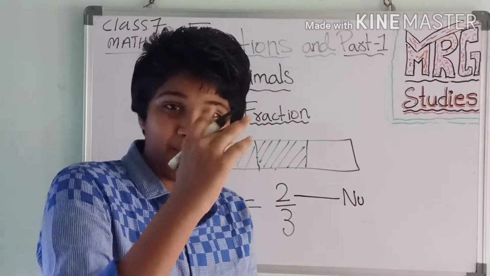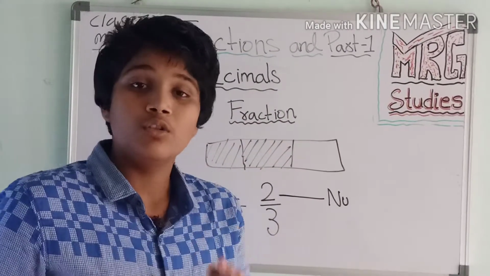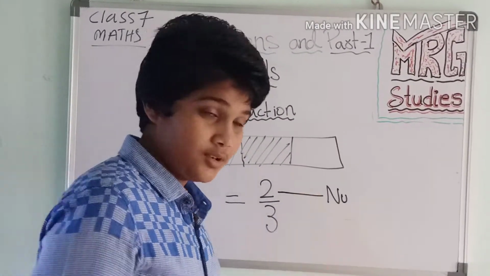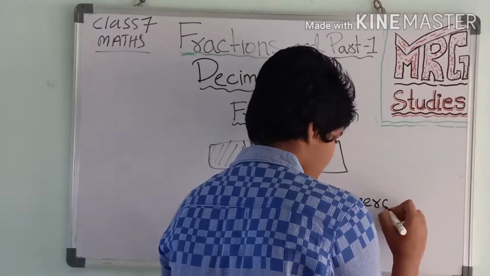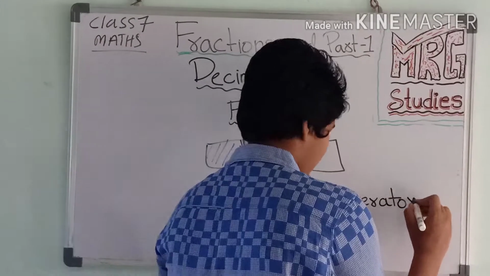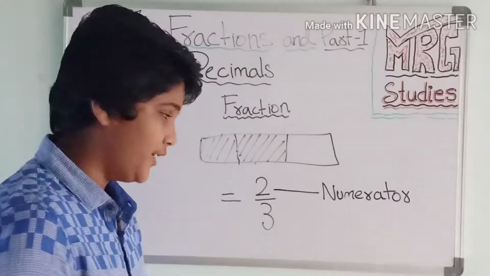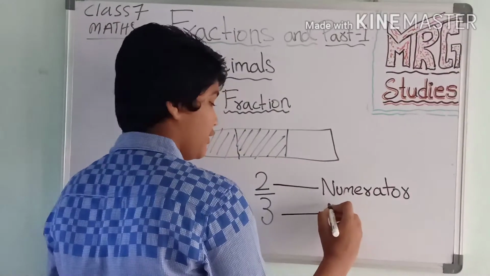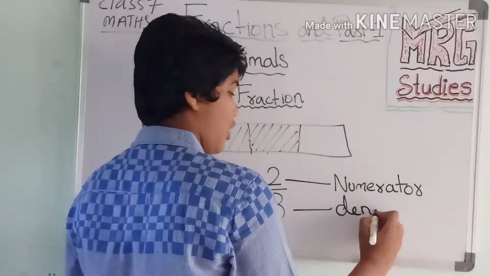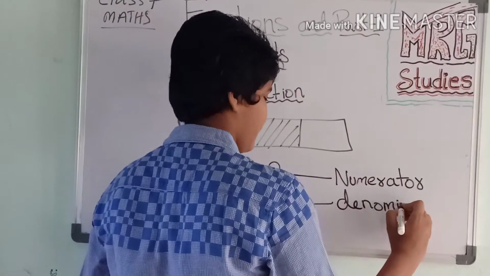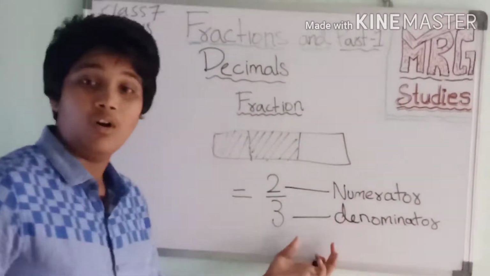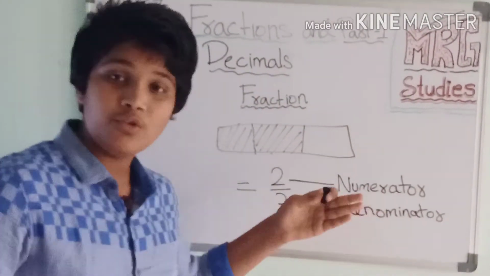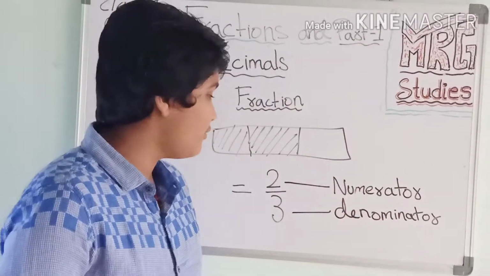Numerator means it will be on the upper side of the fraction. You should not forget this one. Numerator. And this is called the denominator. So this is called the denominator and this is called the numerator. You should not forget both of these.